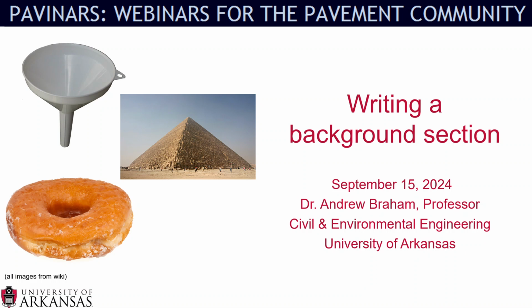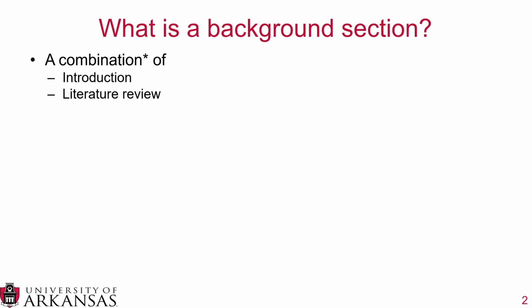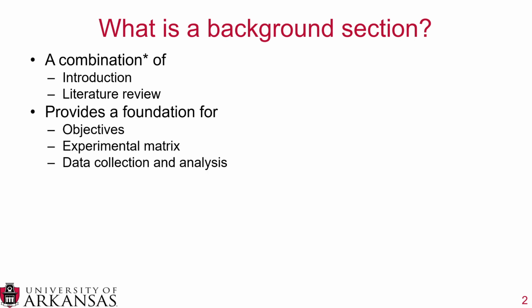My name is Andrew Bram, and today we're going to talk about writing a background section. In a journal publication, a background section is a combination of an introduction and a literature review. And in my mind, this provides a foundation for your objectives of your research, the experimental matrix of your research, and your data collection and data analysis.